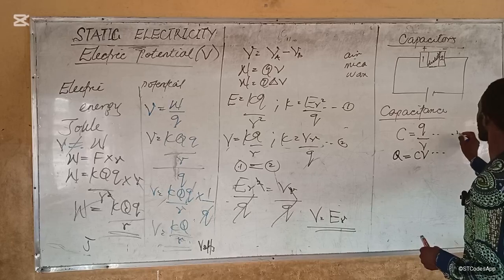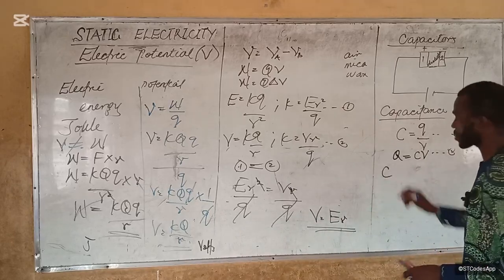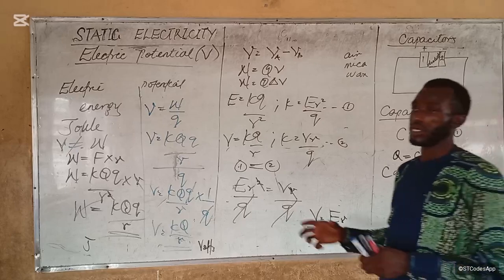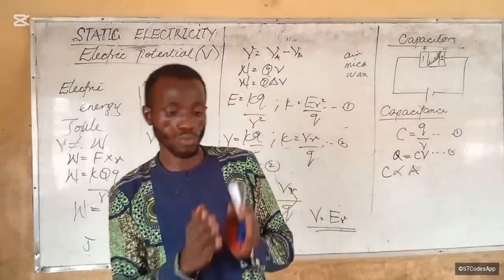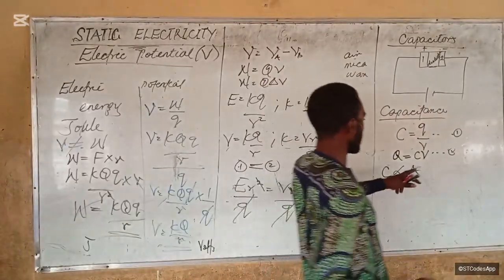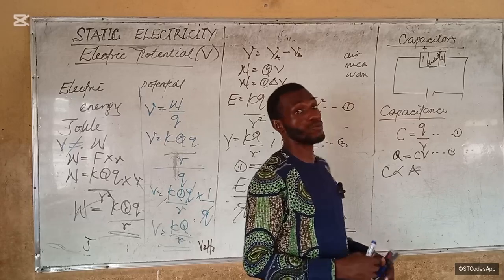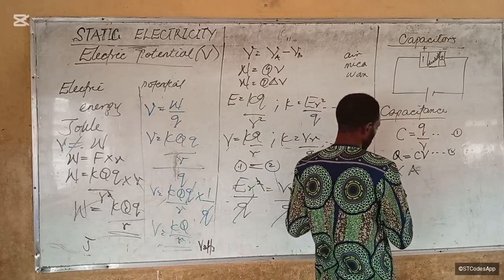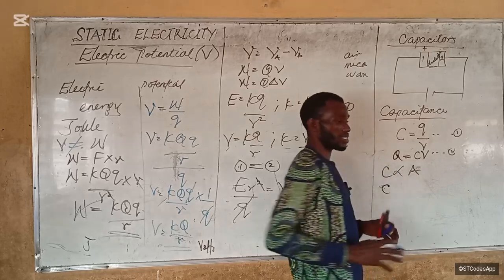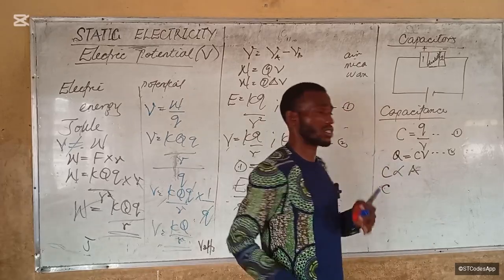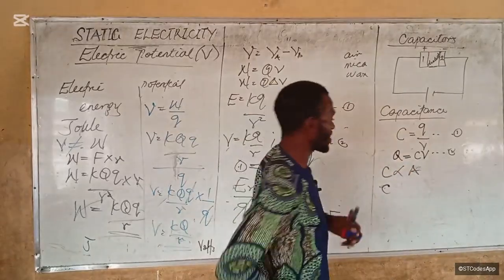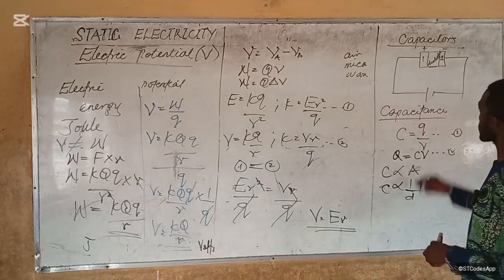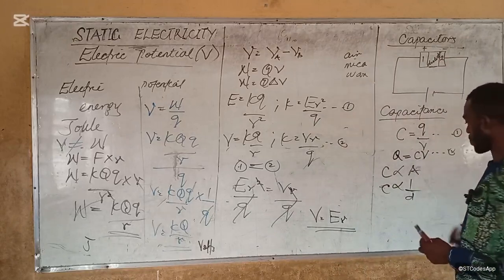And there's something about the capacitance. The capacitance of the capacitor is dependent on two things. One, it is directly proportional to the surface area of the two plates. So if the surface area is great, then the capacitor will be able to store more charges. That is, the capacitance is high. It's also dependent on the distance between the plates. It is inversely proportional to the distance between the plates. Is that okay? So the farther away the plates are, the lower the capacitance.